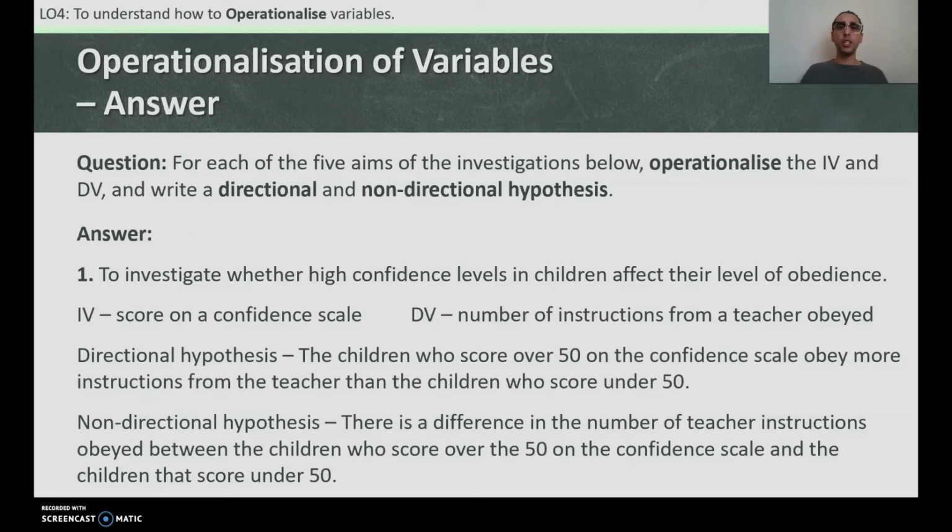A directional hypothesis: the children who score over 50 on the confidence scale obey more instructions from the teacher than the children who score under. They went for the other way. They said the more confident obey more. I thought the more confident would obey less. Non-directional hypothesis: there is a difference in the number of teacher instructions obeyed between the children who scored over 50 on the confidence scale and the children that scored under 50.